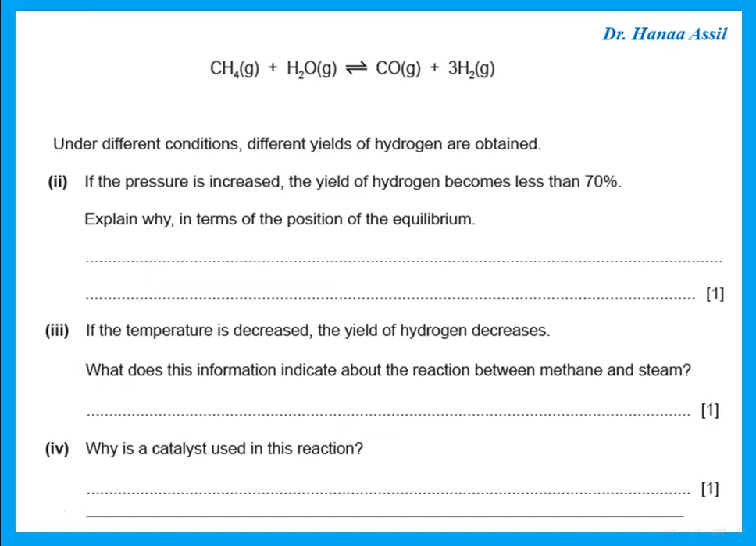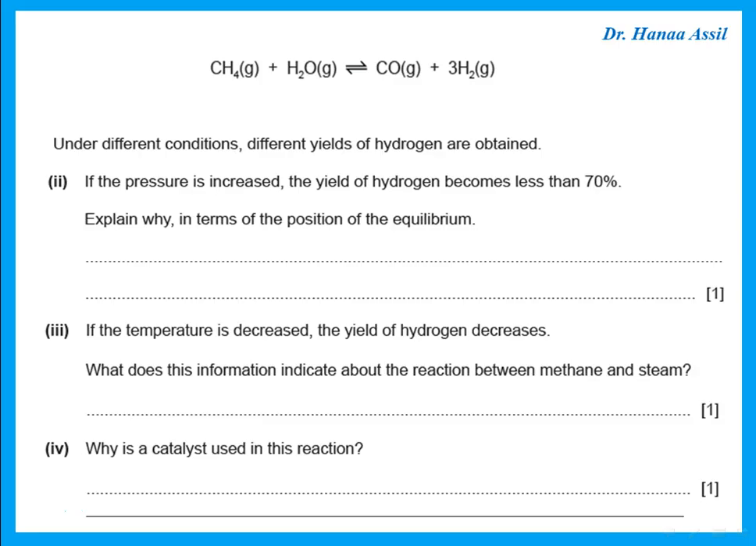Okay, under different conditions, different yields of hydrogen are obtained. If the pressure is increased, the yield of hydrogen becomes less than what we got originally. Now, why is that? If we look at the equation and we're going to increase the pressure, increasing the pressure causes the reversible reaction to go to which side? You should know that increasing the pressure, the reaction goes to the side with less number of moles. So where do we have less number of moles?